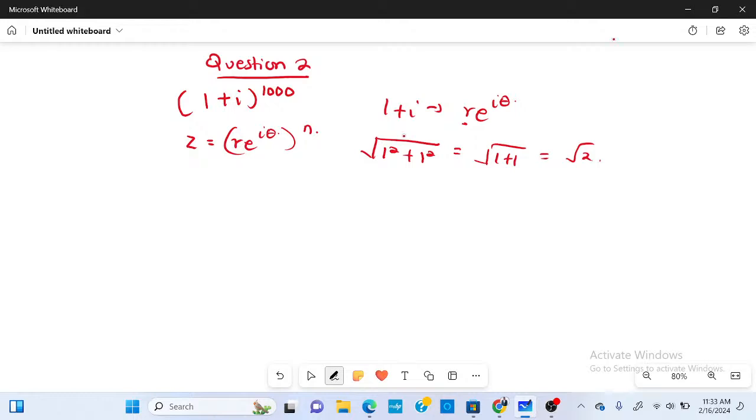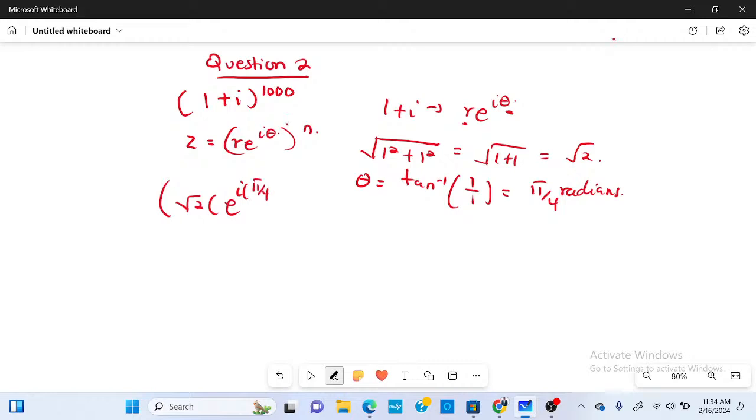Then theta is the argument. For the argument, theta is simply equal to tan inverse of the coefficient of i over the real part, so 1 over 1. That gives me pi on 4 radians. So we found our r, we found our theta. What's the next thing? We have to represent it here. So my 1 plus i will be replaced as the square root of 2 multiplying e to the power i, then theta is pi on 4.